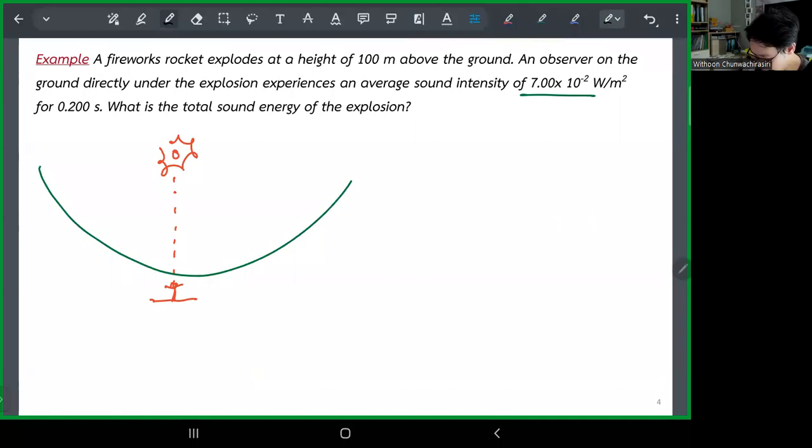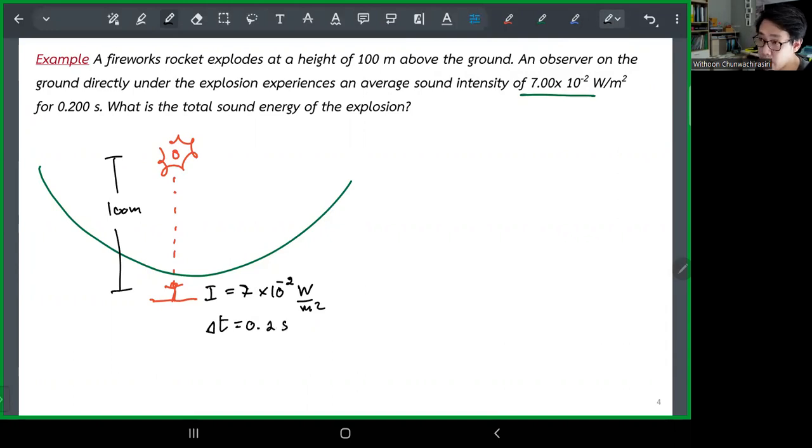And it turns out this guy picked up the intensity of 7 times 10 to the negative 2 watts per square meter. All right, that's not bad. And he is 100 meters below, and he experiences it for 0.2 seconds. What should be the sound energy of this explosion? What do you think, guys?